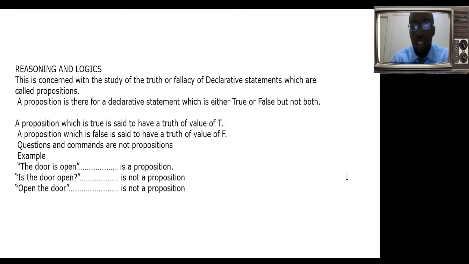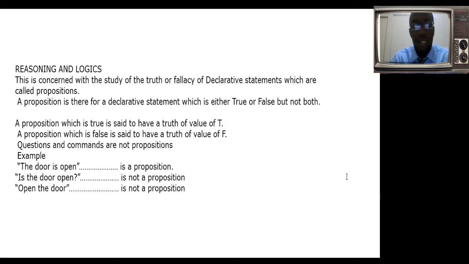So now we said that these declarative statements, we consider them to be propositions. A proposition which is true, we give it a truth value of T, and a proposition which is false, we give it a truth value of F. T for true, F for false. Now, if you're using binary digits, sometimes you'll see 1 to represent true and 0 to represent false.